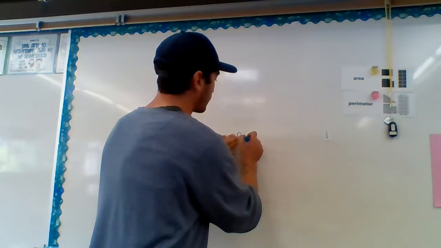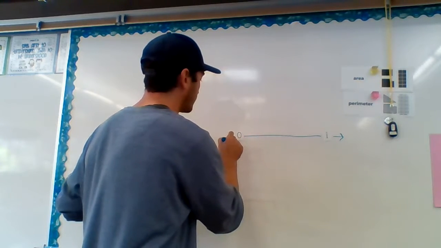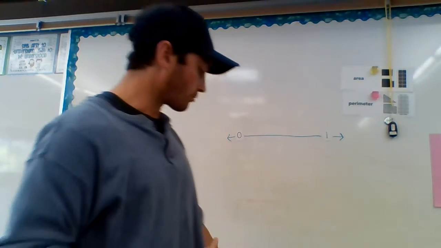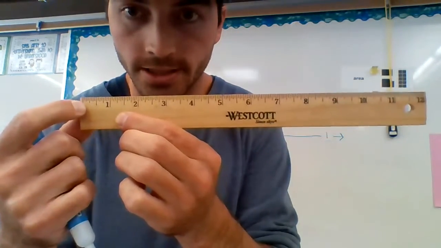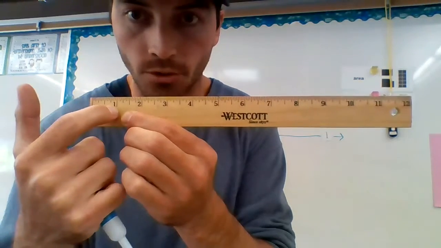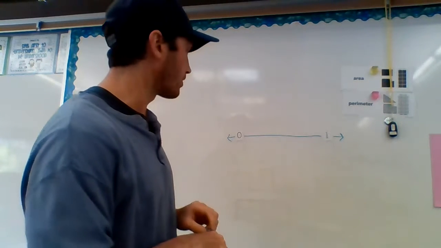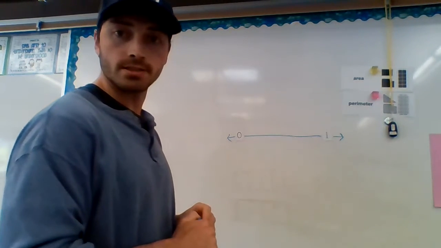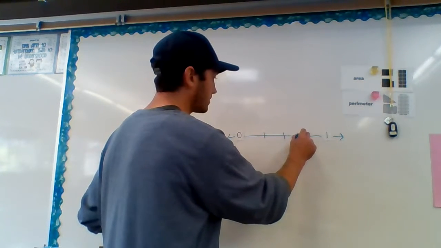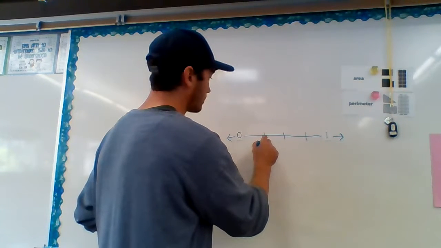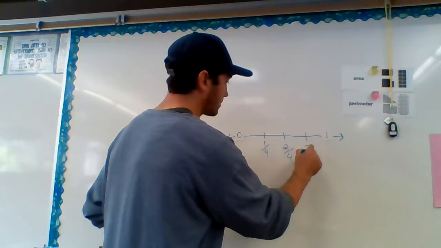So on my number line, I'll write 0 to 1. This is a line. And on our rulers, they divide it into 16 parts. So there are 16 lines from 0 to 1. For today, to make it a little easier, we're just going to divide ours into fourths to start right now. So we're going to do 4 equal parts. So 1, 2, and 3. So we have 1/4, 2/4, and 3/4.